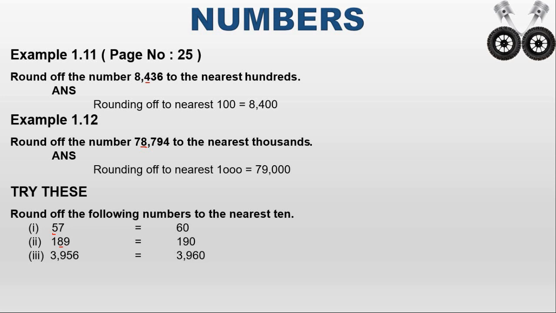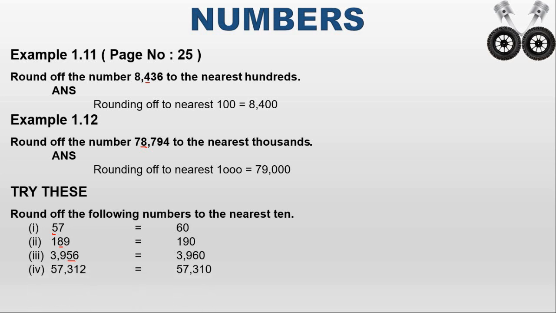3950. So where is the 10th position? 1's, tens. So 5 is in the 10th position. You have to look at the right side number. What is the right side number? 6. It is greater than 5. That means you have to add 1 to the number. So the answer is 3960.